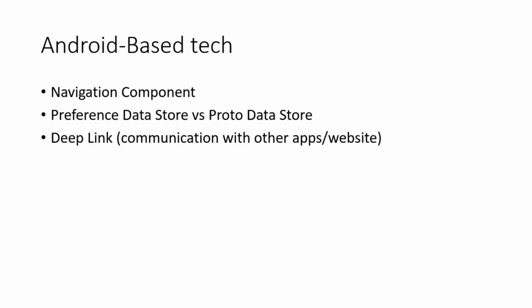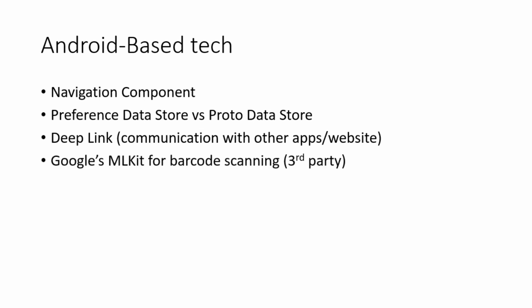We will also make deep linking so we can communicate with other apps, and if you have your own website, you can communicate with your own website. And we will use Google's ML Kit for barcode scanning, which is a third-party library provided by Google. We will also use CameraX, so we will integrate CameraX with Google's ML Kit barcode scanning so we can scan our QR codes.